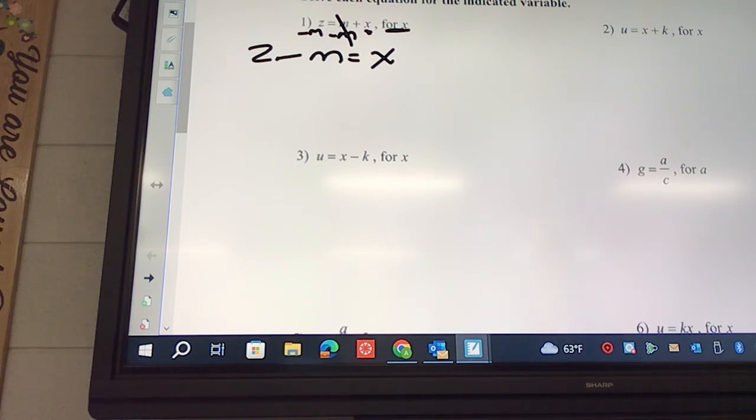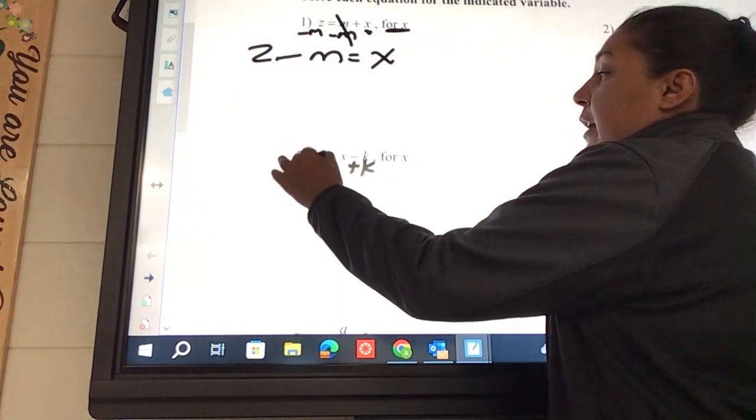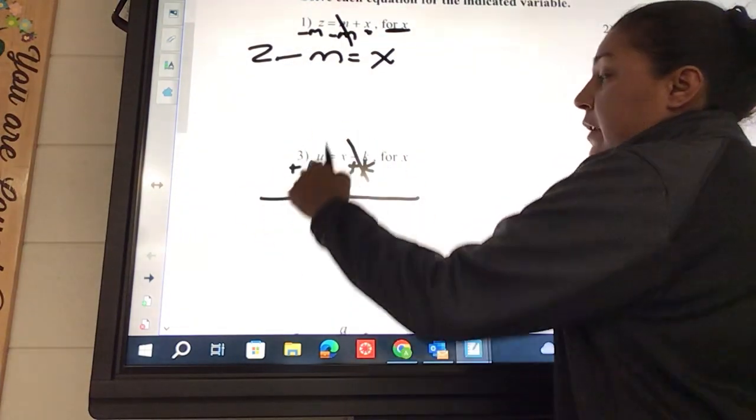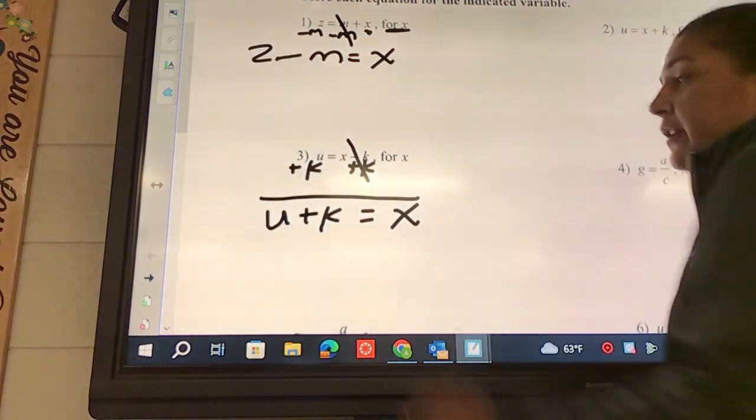Okay, what is next to x that needs to be moved? The k, yep. So how do I move a minus k? Plus. So I say plus k, plus k. If I do it to one side, I gotta do it to the other side. So on this side, I'm gonna have u plus k equals x.